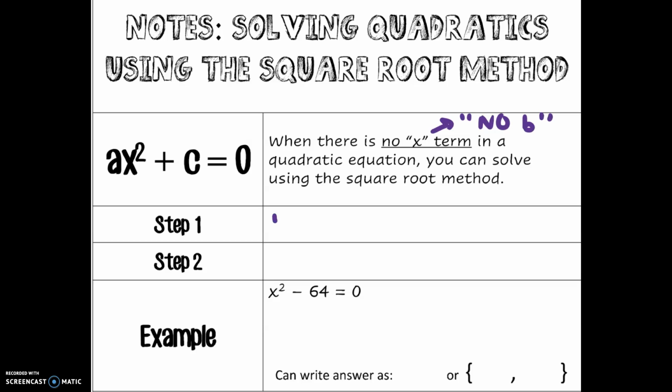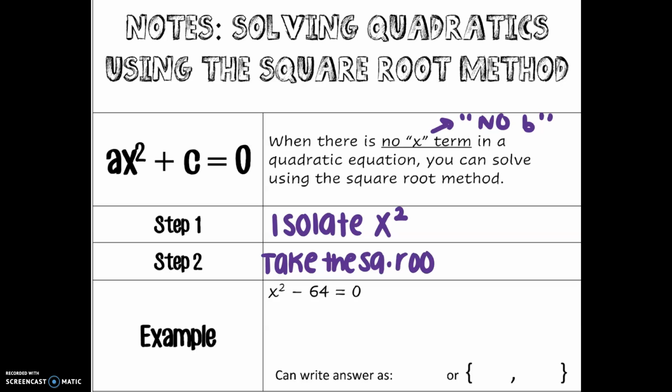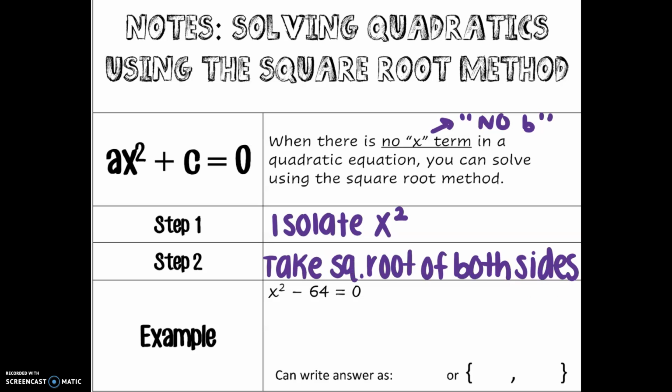So step 1 is to isolate the x squared. You want to get that term completely alone. Step 2, we are going to take the square root on both sides of the equation. Remember, in any equation, whatever you do to one side of the equal sign, you must do on the other side so that way it stays balanced. Now let's take a look at an example together.